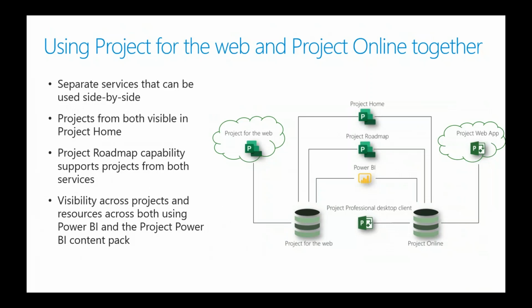So with the new Project for the Web, you're able to use Project for the Web and Project Online together. Microsoft has launched Project for the Web and released this as a separate service to be enabled and used side by side with Project Online. It supports this use of both tools through integration with the Project Home, the Project Roadmap feature, and of course, Power BI for reporting. We'll walk through the demonstration today, starting with these three key elements: Project Home, Roadmap, and Power BI for visualization and management of projects between Project Online and Project for the Web concurrently.